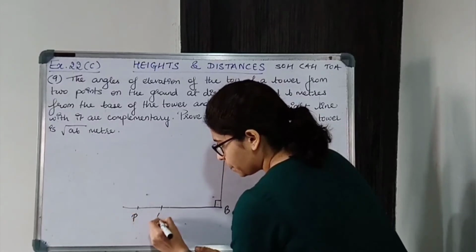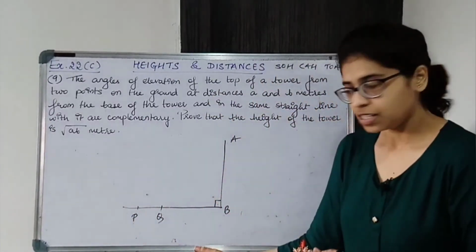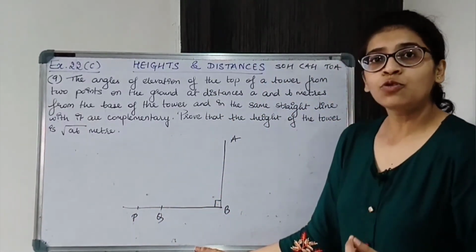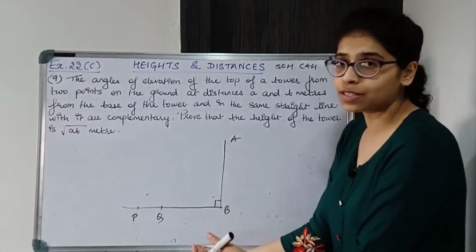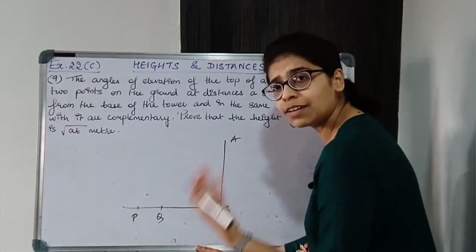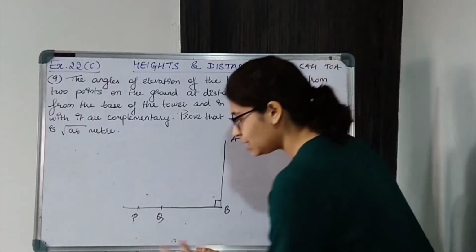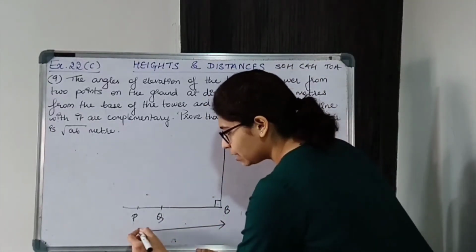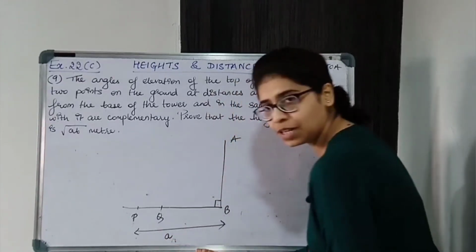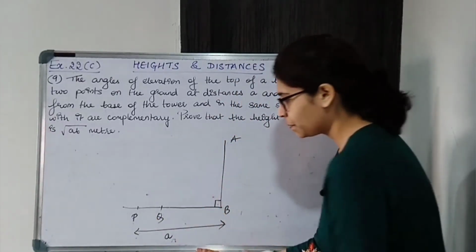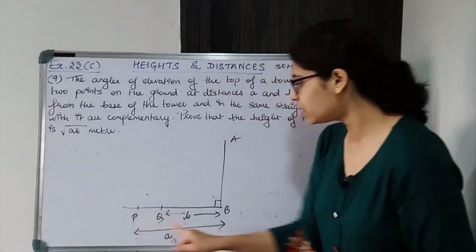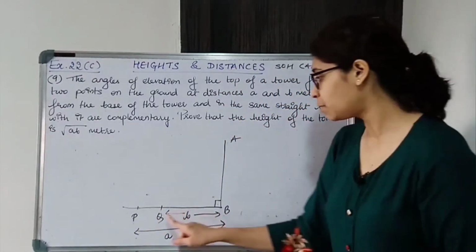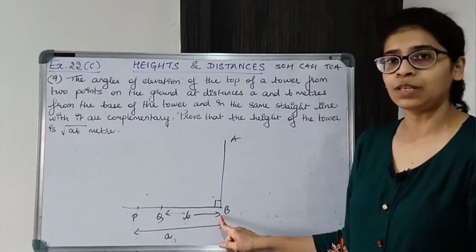One is P, another one is Q. Now the distances of the 2 points are given, one is A meters, another one is B meters. Which one is A and which one is B, it is not told. So you can randomly take according to your choice. So it doesn't matter here. So let this be A. I'm taking PB as A and QB as B. Okay, so point P's distance from the foot of the tower is A meters and point Q's distance from the foot of the tower is B meters.